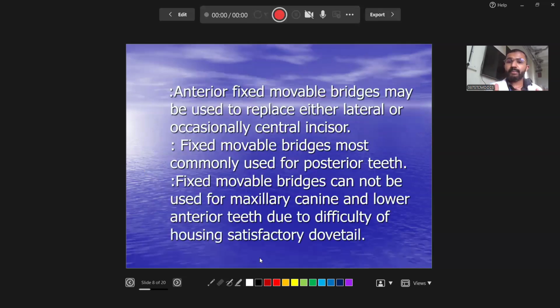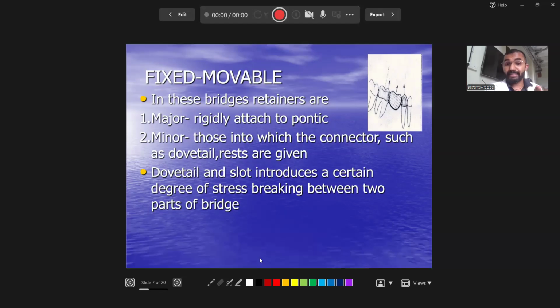The anterior fixed mobile bridge may be used to replace either the lateral, or occasionally the central incisor. Fixed mobile bridges are most commonly used for posterior teeth. They cannot be used for the maxillary canine and lower anterior teeth due to the difficulty of housing a satisfactory dovetail. Dovetail means, on the distal aspect of the front tooth, having some kind of an extension.